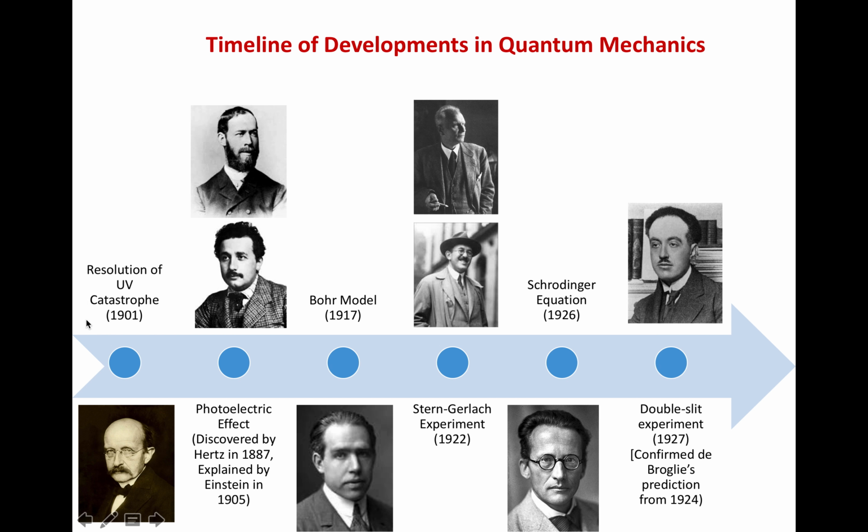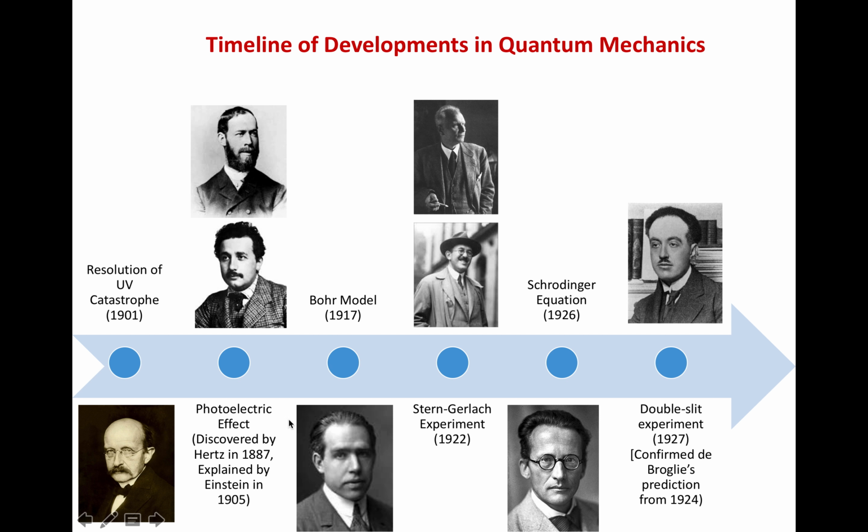So Planck comes in around 1901 and solves this issue of what we call the ultraviolet catastrophe, right? This prediction that when objects lose energy as radiation, they will do so in an unbounded way as energy increases. Okay, so slightly after Planck, we've got Hertz discovering the photoelectric effect and Einstein explaining it.